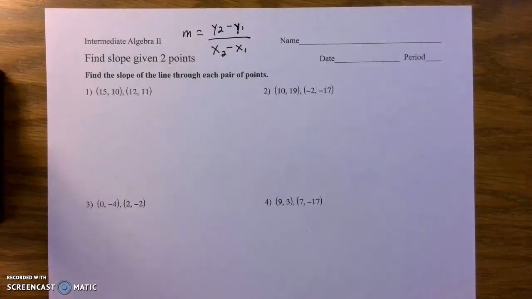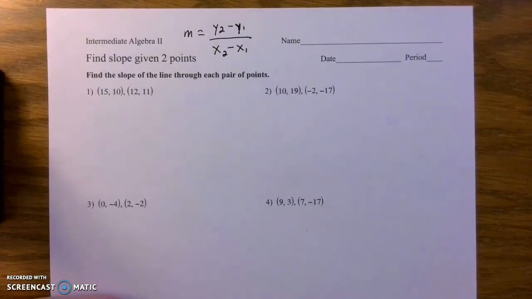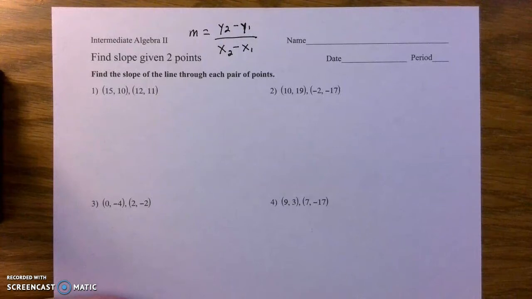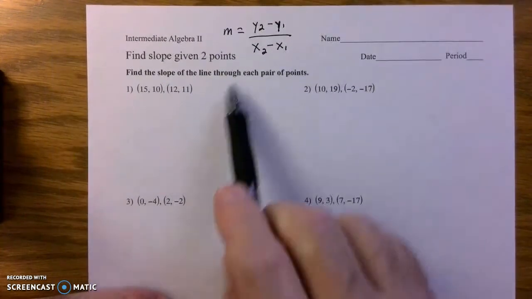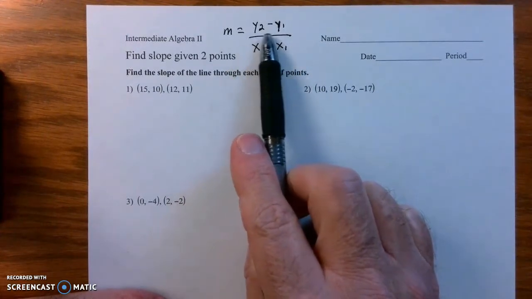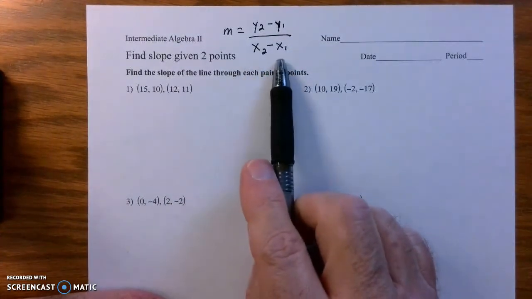Okay, hello everyone. Guys, we are going to practice calculating slope given 2 points. That's what we're going to do here in this bottom green folder. Guys, here's the formula. This should be review. The difference between the y's over the difference between the x's, okay?